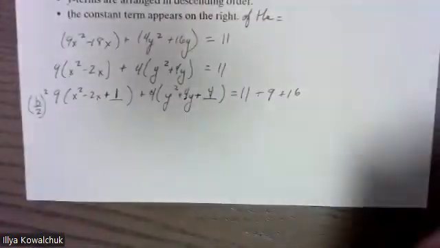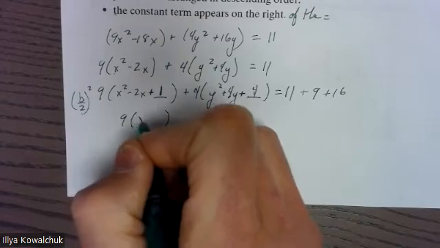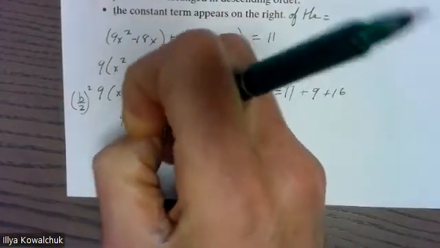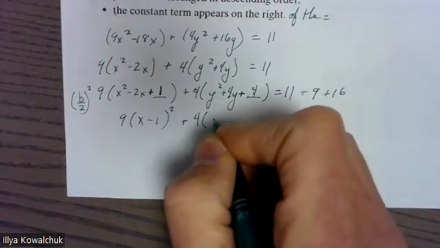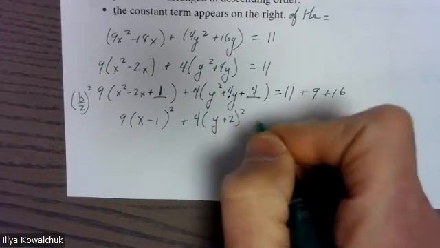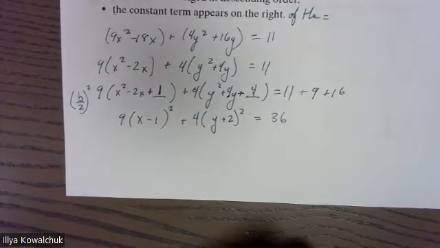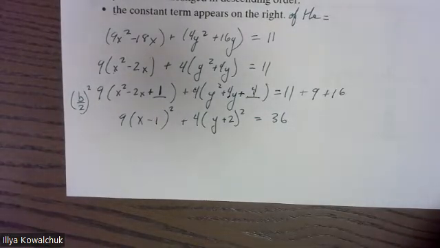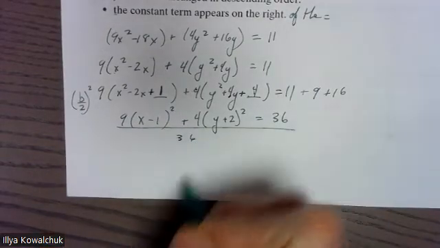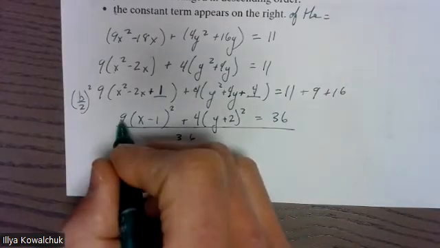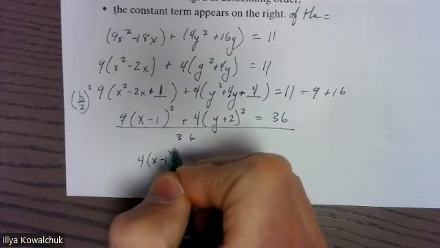All right. Now we need to factor. So we have 9 times (x minus 1) squared plus 4 times (y plus 2) squared equals, and these all add up to 36. So now we're getting a little bit closer to our equation of an ellipse. This side has to be 1, so I divide the whole equation by 36. And that's going to give me 9 divided by 36 becomes (x minus 1) squared.